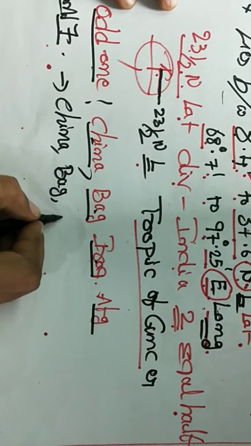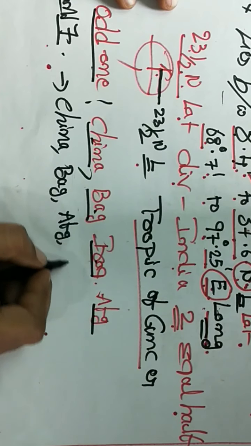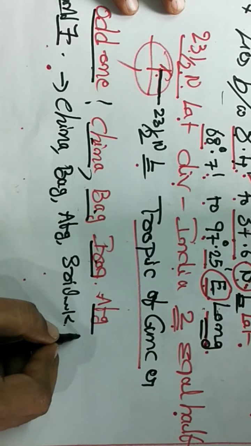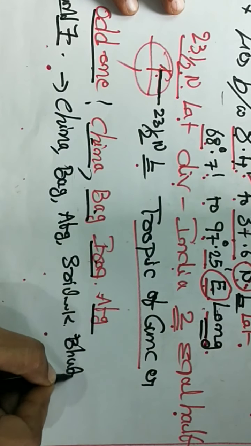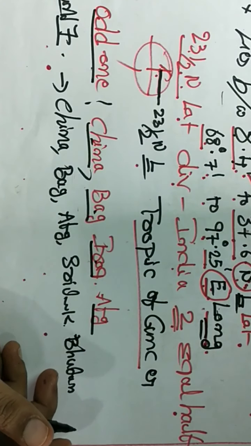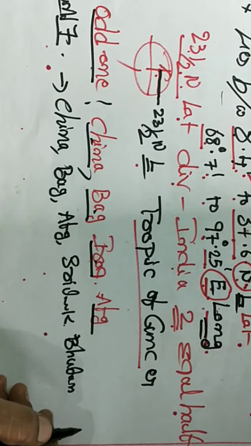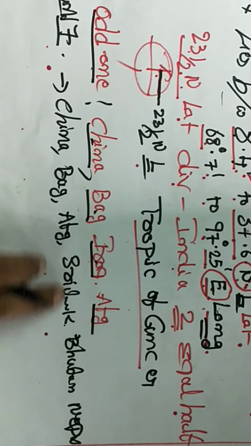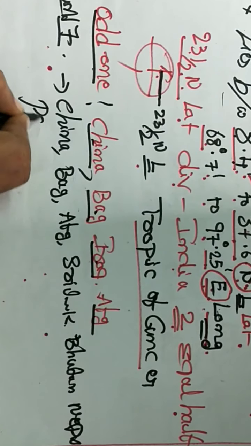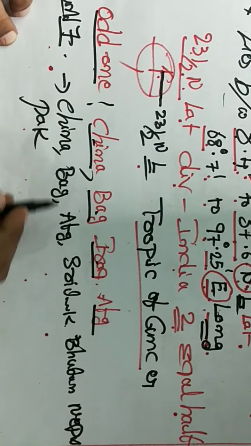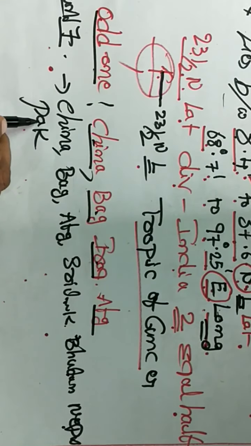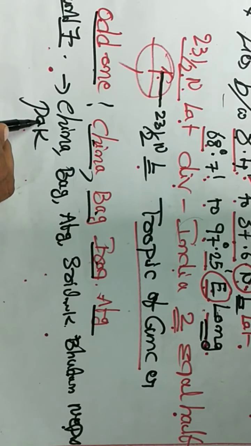Bangladesh, Afghanistan, Sri Lanka, Bhutan, Nepal, Pakistan. Right, see, China, Bangladesh, Afghanistan, Sri Lanka, Bhutan, Nepal, Pakistan. India is sharing its boundary with these 7 countries.